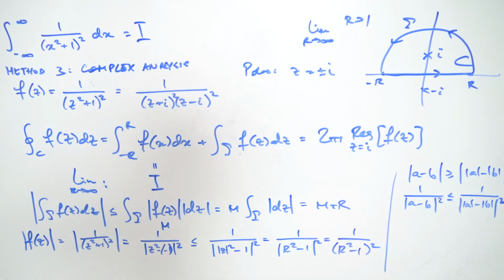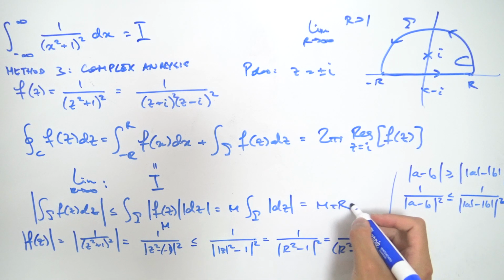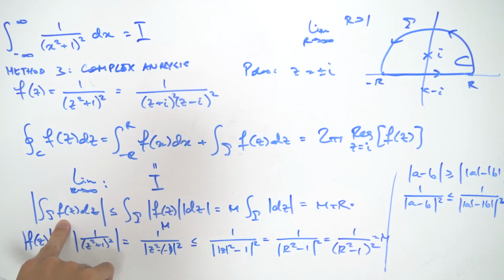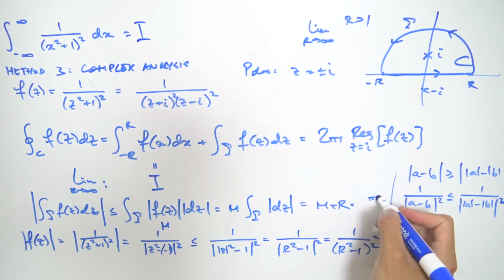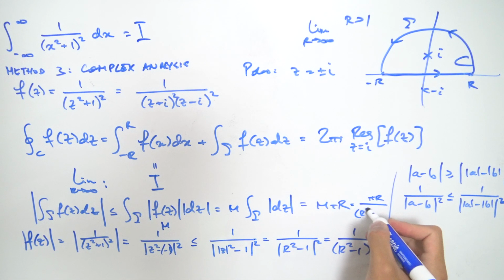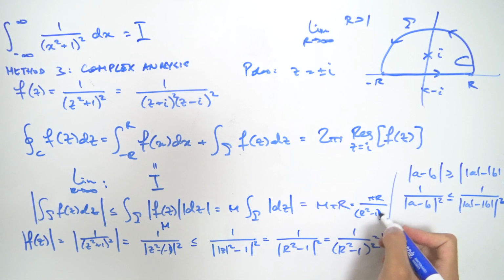Alright, so what did we just find? We found that f of z is always bounded above by this expression 1 over r squared minus 1. So this is in fact our M. So what did we just find? We found that the absolute value of the integral over gamma is bounded above by pi times r divided by r squared minus 1, but the whole thing is squared.